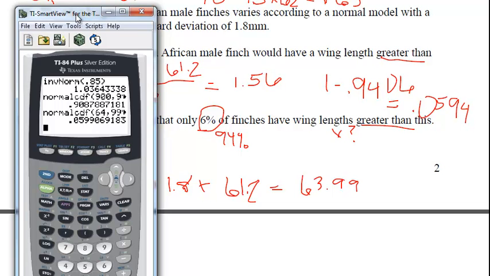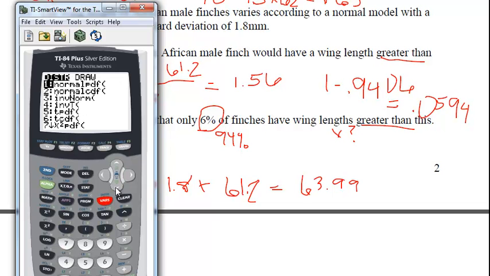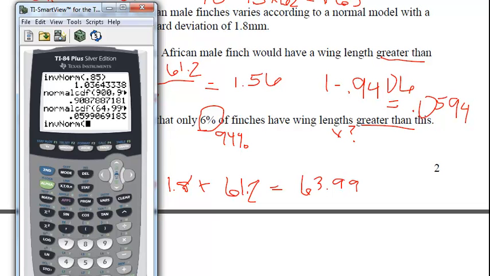I can do that on the calculator. Remember, this is a different type of problem. I'm given the area, so when I'm given the area or a percent, I use the inverse norm. I always enter the area to the left, so that's 0.94. Then I would enter the mean, 61.2, and then the standard deviation, and enter. Okay, so I'll end the video here and then start on page 3 on the next video.